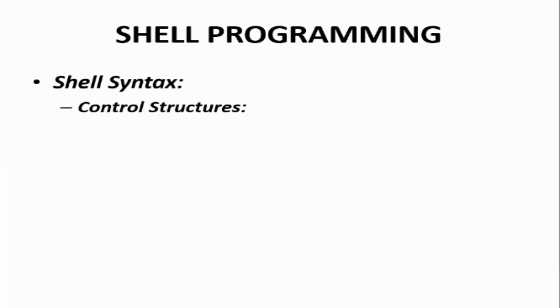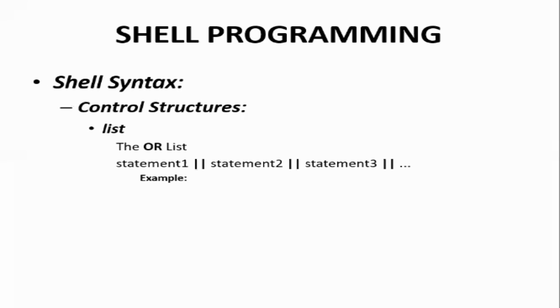Now we'll discuss the OR list. The OR list construct enables you to execute a series of commands until one succeeds and then not execute any more. The syntax is as follows: statement 1 || statement 2 || statement 3.